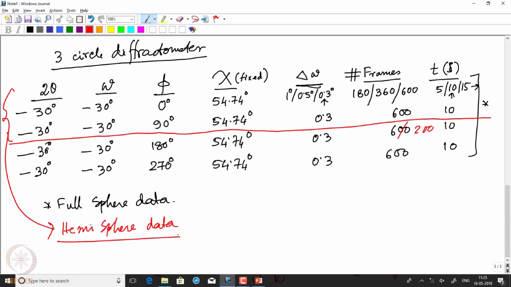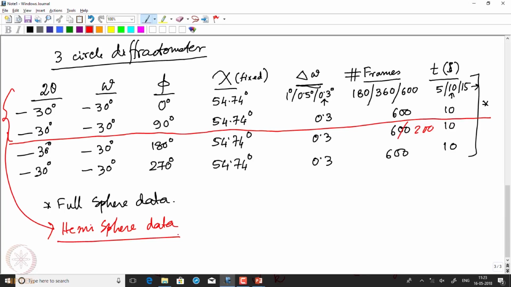There are some variations of these angles. You may choose to collect with plus 30 degree of 2 theta, plus 30 degree of omega. You may choose to do the data collection with phi from 40, 135, 215 and so on. But the general strategy is like this.